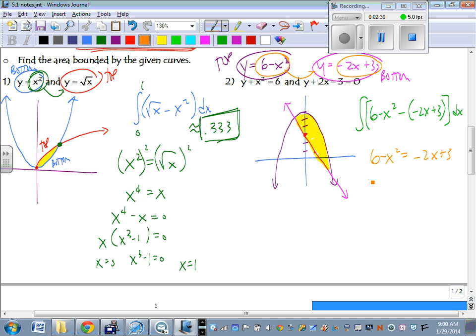So I'm going to move everything to the right side here. We get x squared minus 2x minus 3. And we can factor that to x minus 3 times x plus 1. So we get x equals 3, x equals negative 1. So our a is going to be negative 1. Our b is going to be 3.